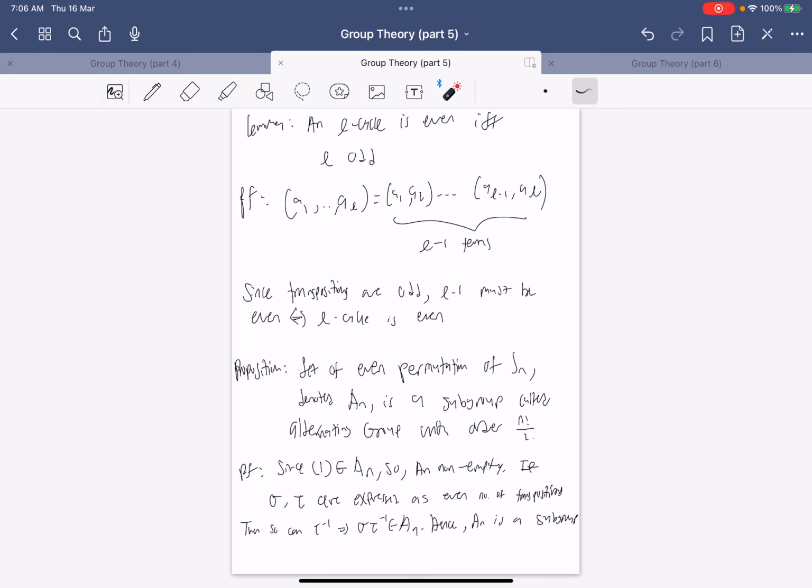And so we come with a lemma, and it states that an L cycle is even if and only if the length is odd. And the reason is because an L cycle is expressed as A1 to AL, then this can be broken up into transpositions where the first is A1 A2 and the next one is A2 A3 and so on. And what you get is that you have L minus 1 terms now of these transpositions. And this is really saying that since transpositions are odd because there's only 2, so they are one inversion only, L minus 1 must be even for L cycle to be even. So this is a product of odd cycles. So in order for this to be even, you need the number of terms to be even.